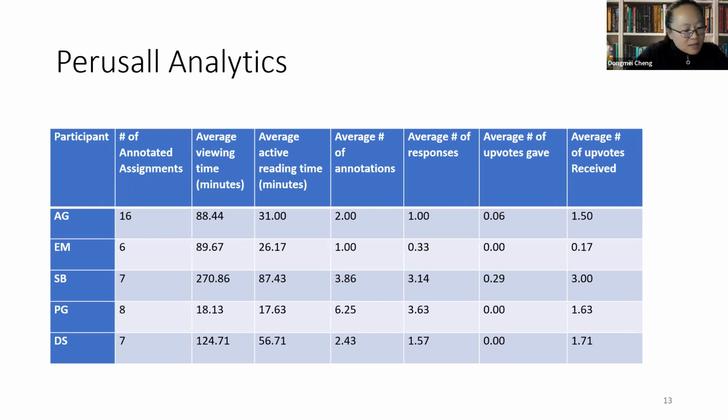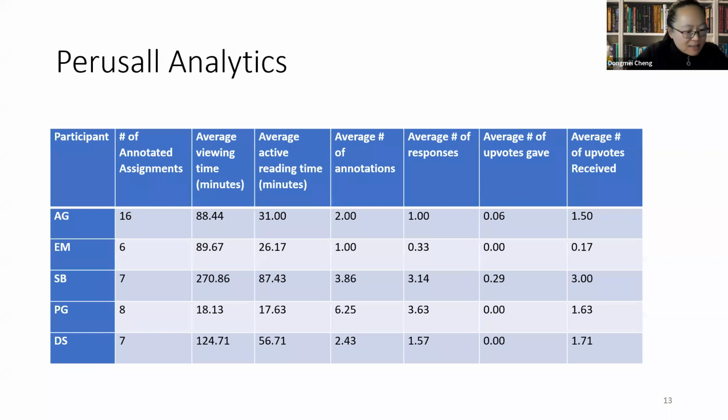The analytics results also show that although participants all posted their comments and responses in Perusall, they rarely give upvotes to others' annotations. So if we're looking at the average number of upvotes given, it's very little. Their average number of upvotes received is a bit higher. And I know the reason why as their instructor, because I actually went into Perusall and I read all their comments. I gave lots of upvotes. So it helps to bring up the average number.